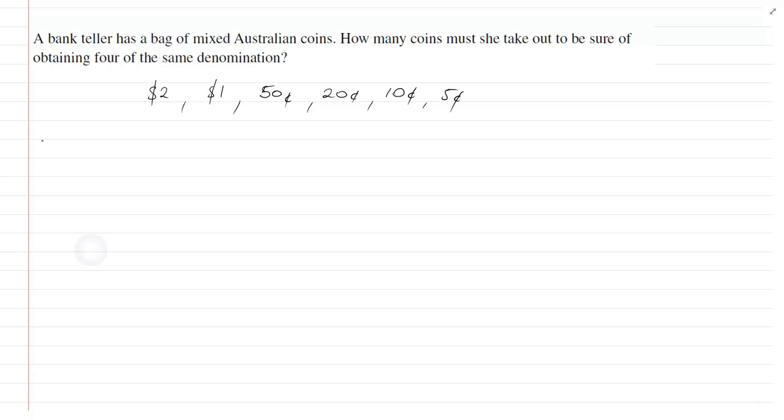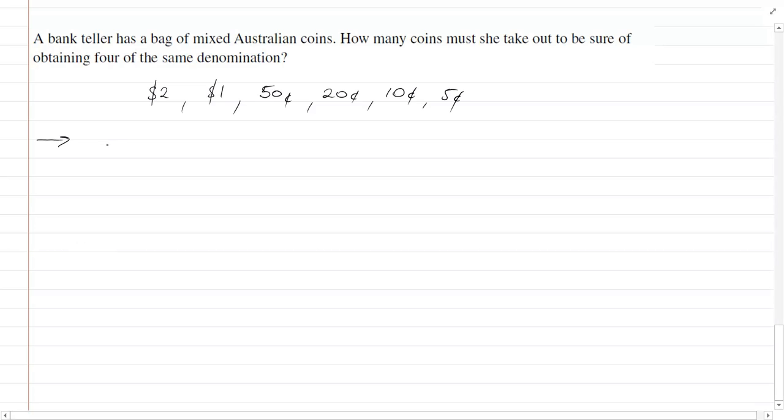Now, is this question a combination or a permutation? It's actually neither. This is the one question from 6.4. This is just simply a counting principle. How many coins must she take out to be sure of obtaining 4 of the same denomination? Well, I think we need to start thinking about some options.